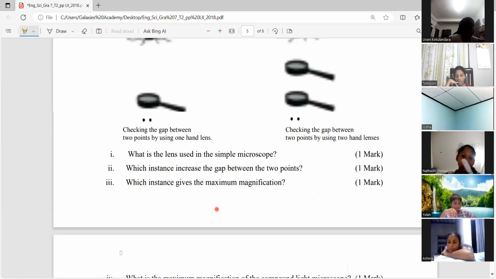Second one and third one answers: using two hand lenses. Both answers using two hand lenses.